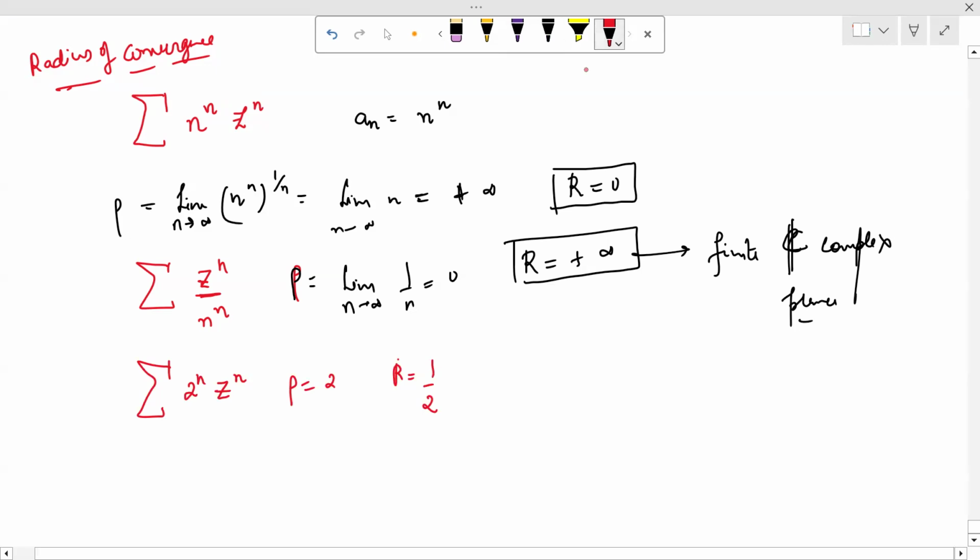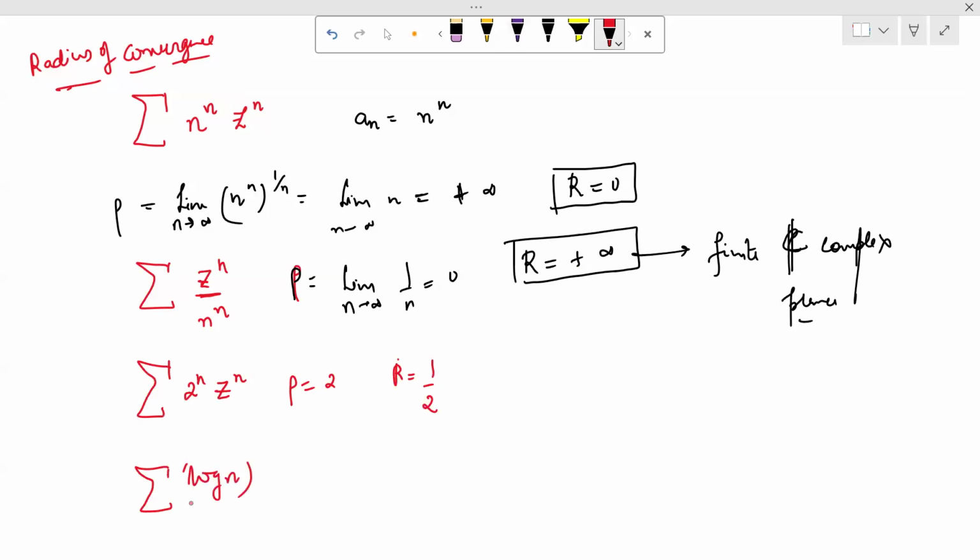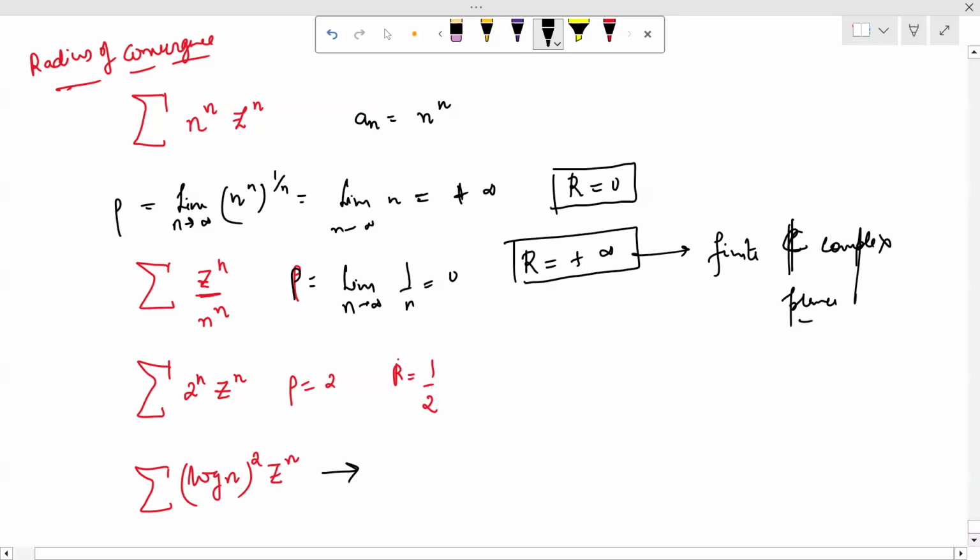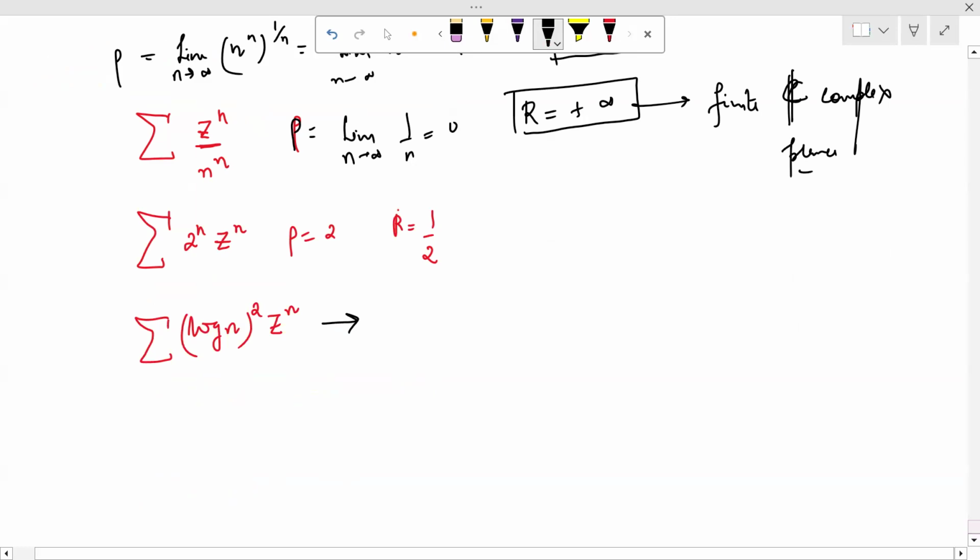Let us take a few more examples so that you get used to the idea. What about the radius of convergence of this? Summation of log n whole power 2, z raised to power n. What do you think the radius of convergence would be?